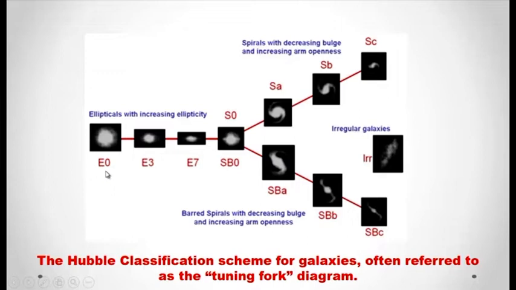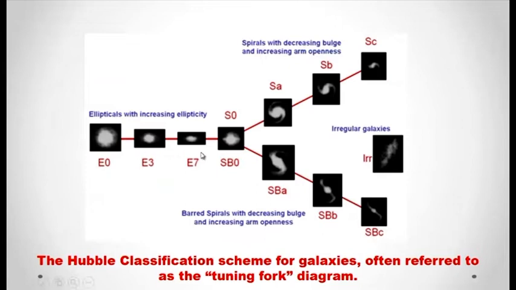fork. Here the elliptical types are E0 to E7. Then the spirals are S0, SA, SB, SC. Then the barred spirals are SBA, SBB, SBC. This is how Hubble's tuning fork diagram is used to classify galaxies according to their properties.